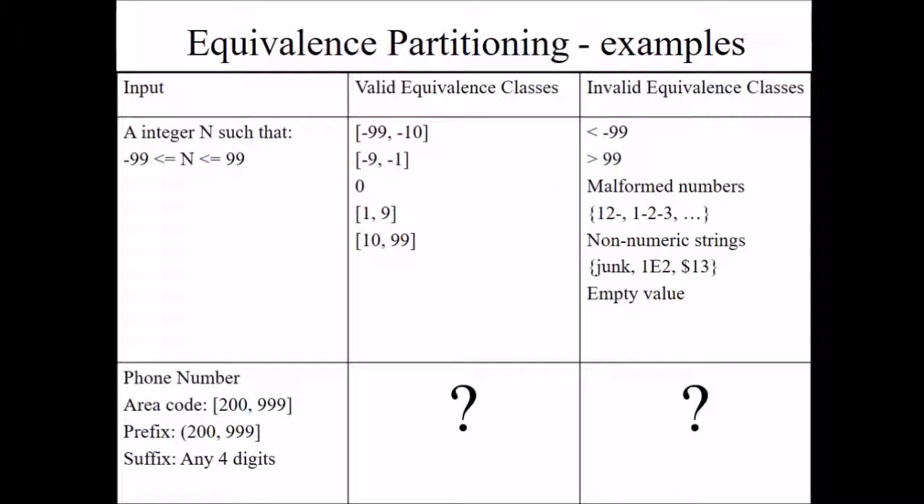What are invalid equivalence classes? If you say less than -99 or greater than 99, that doesn't exist. And malformed numbers like 12 minus, this doesn't exist actually. Or 1, 2, 3, this is not how it is written. And non-numeric strings, because it is expecting numeric strings, so this will not work, or any empty value.